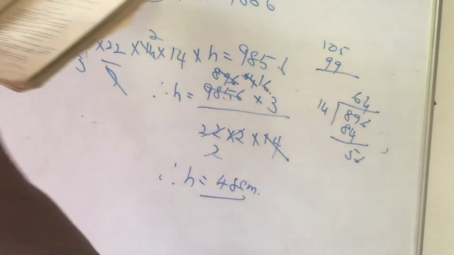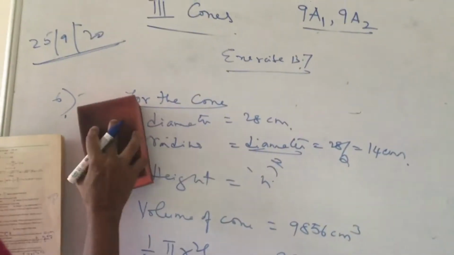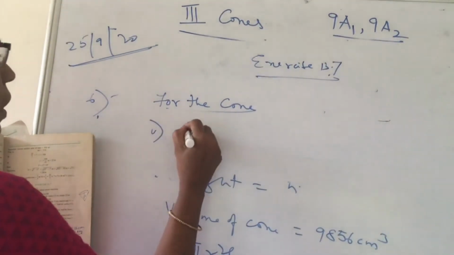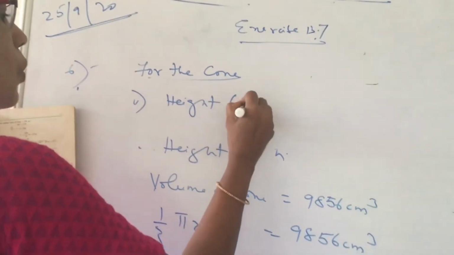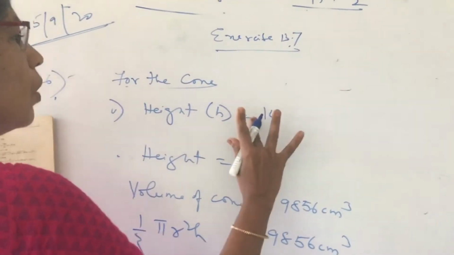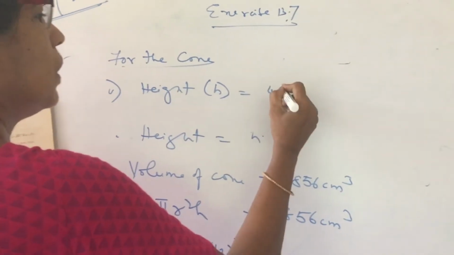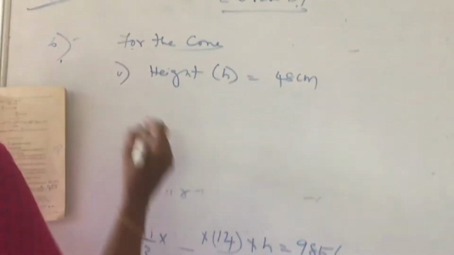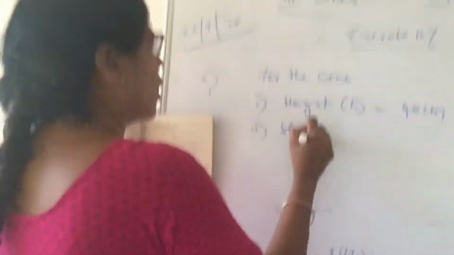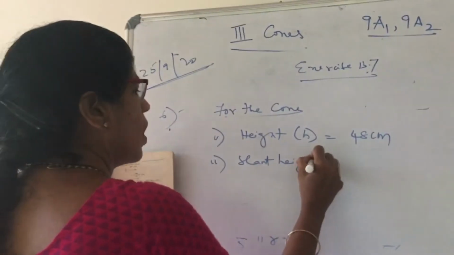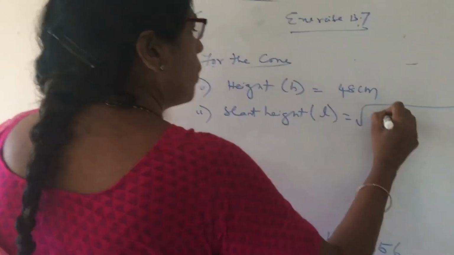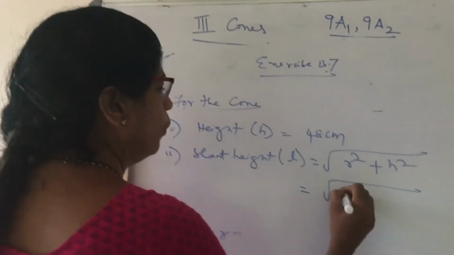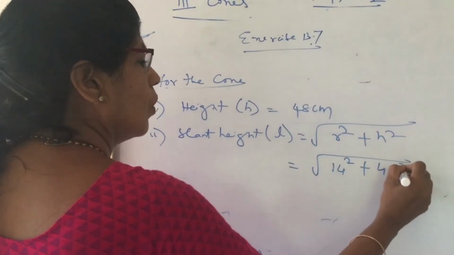The height of the cone is 48 centimeters, children. First bit, height h is equal to how many centimeters? 48 centimeters. And coming to the second bit, children, what is the second bit? Find out slant height L. Slant height L, I think all of you remember the formula, the root of r square plus h square. Root of 14 square plus 48 square.